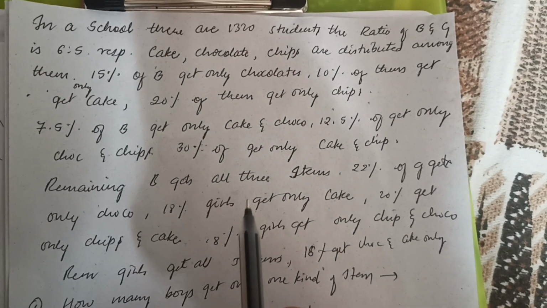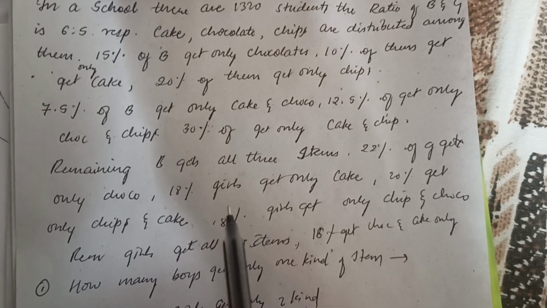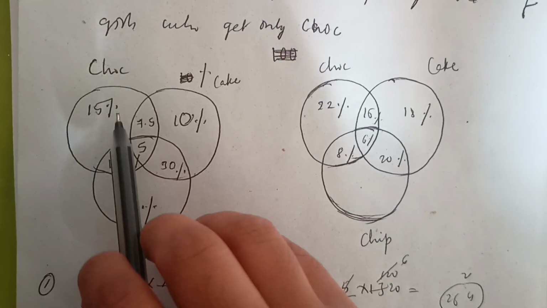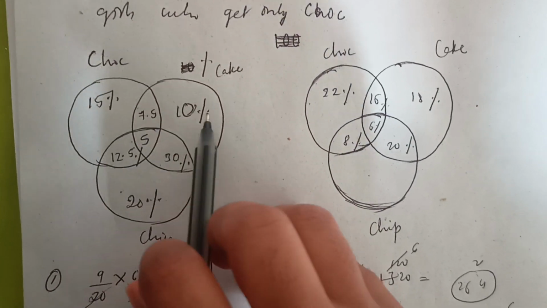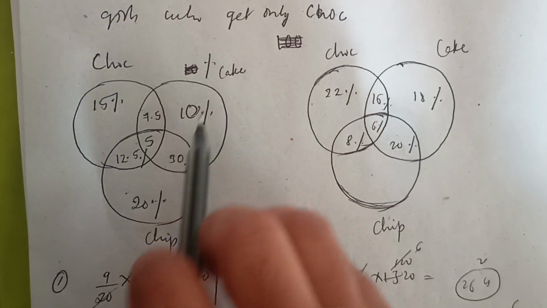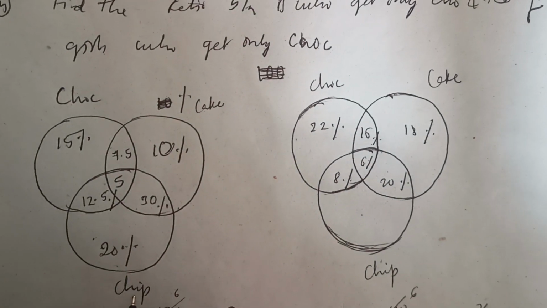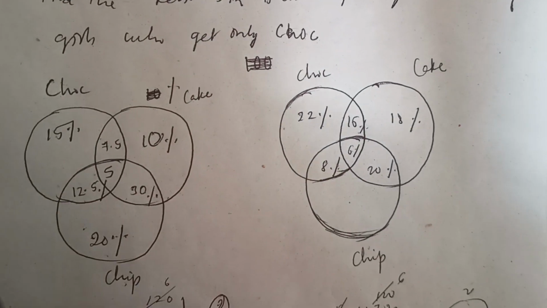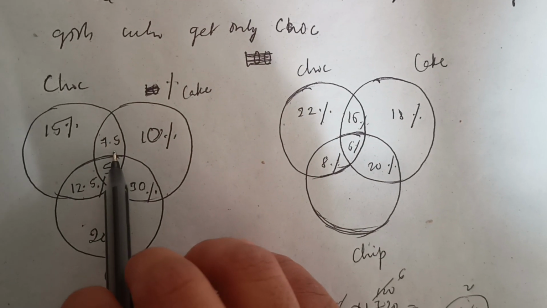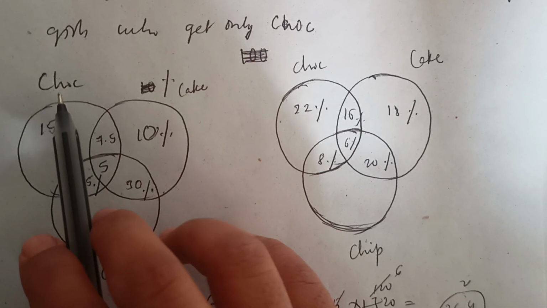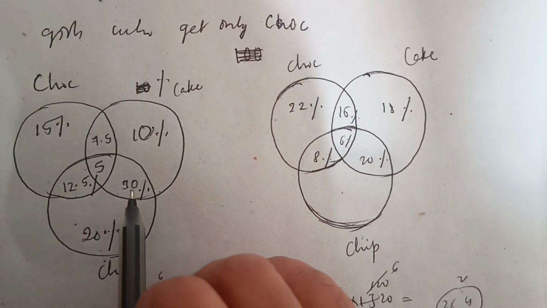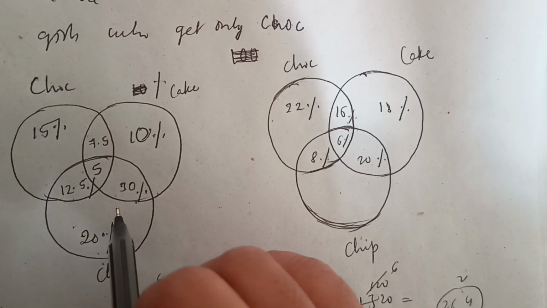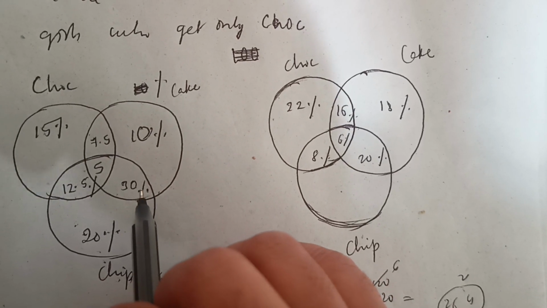So since this is a caselet DI, let me draw the Venn diagram here. Since they have mentioned that only 15% of the boys like chocolate, 10% of boys like only cake, 20% of the boys like only chips. Here this is 12.5%, the boys who like only chocolate and chips. 7.5% of the boys like only chocolate and cake. Then 30%, so this is only cake and chips, which is to be distributed to the boys only.